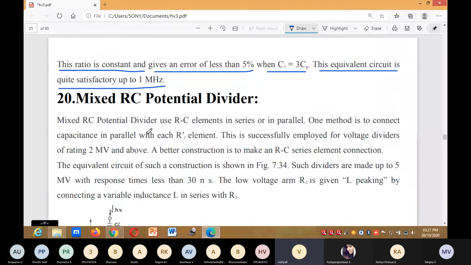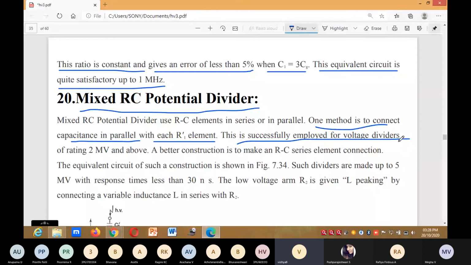Next, mixed RC potential divider. In this case, we use R and also C. Mixed RC potential dividers use RC elements in series or in parallel. One method is to connect capacitance in parallel with each R1 dash element. This is successfully employed for voltage dividers of rating 2 megavolt and above.